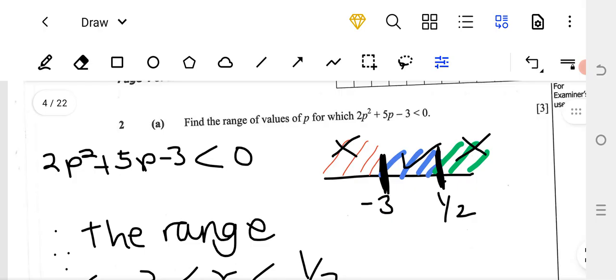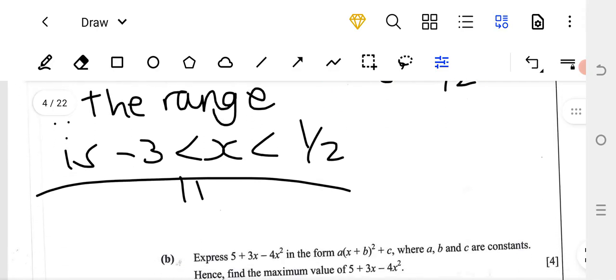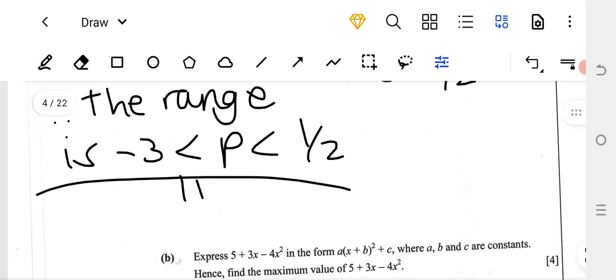You would have said, since you're saying the part that is red and the part that is green, the range would have been written like this. Since the part that is red represents values, even the final answer, I put x actually. This is P. We are considering P, okay? So, -3 is less than P and P is less than 1/2.